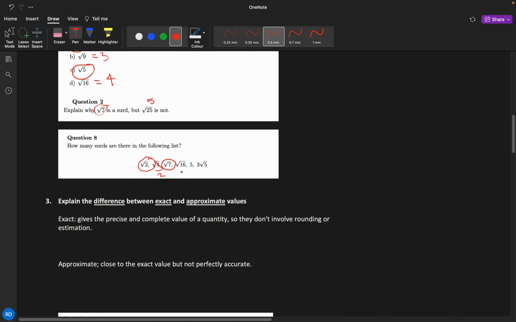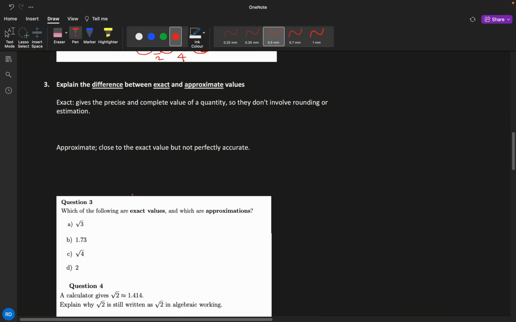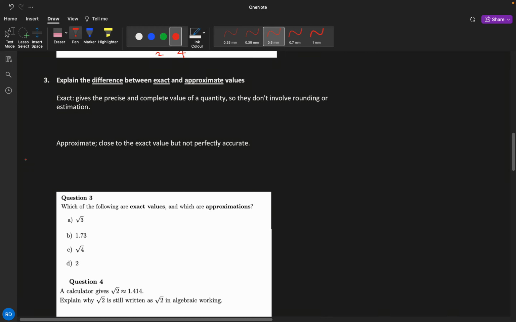Root 16 is 4, so not a surd. 5 isn't a surd either, it's just a whole rational number. And then this one here is also a surd because root 5 is irrational. It gets a little tricky with this. So what they've done here is simplified it, which we'll go through a little later in this lesson, but I'll touch on this deeper later. So now for number 3.